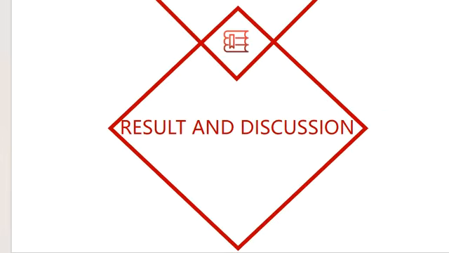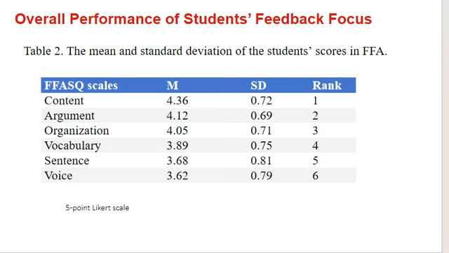Now let's come to the results and the discussion. For the overall performance of students' feedback focus, the mean and standard deviation of students' scores in this focus look like the following. This is a 5-point Likert scale questionnaire, and the mean scores range from 4.36 to 3.62. Number one rank is the content, and the second is argument, and then goes to the organization, the vocabulary, the sentence, and the voice comes last.